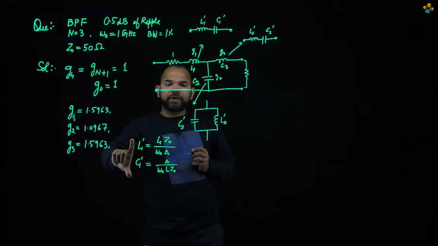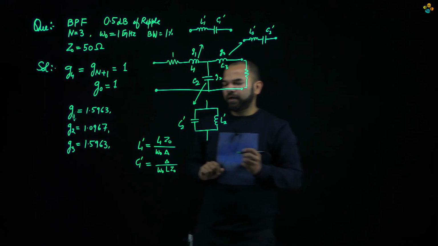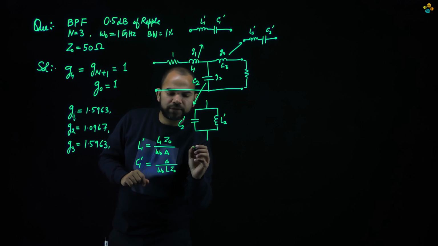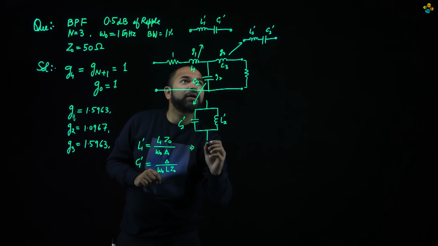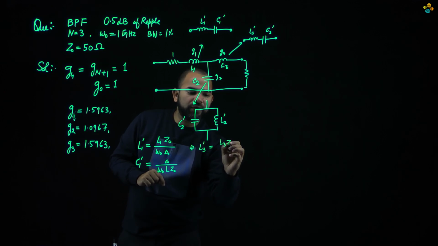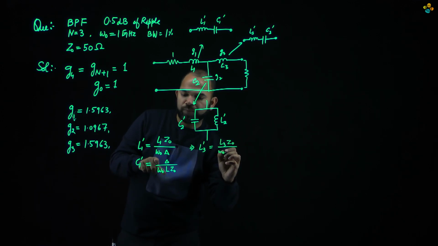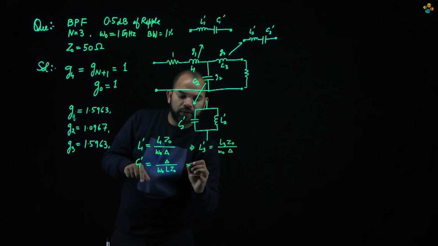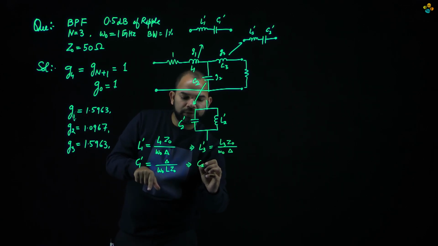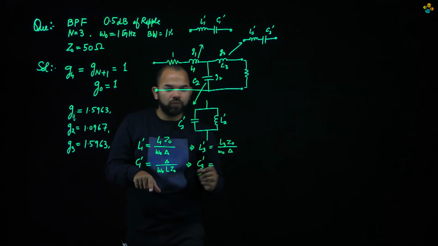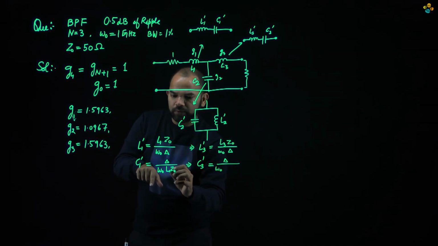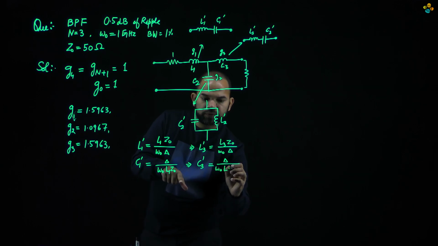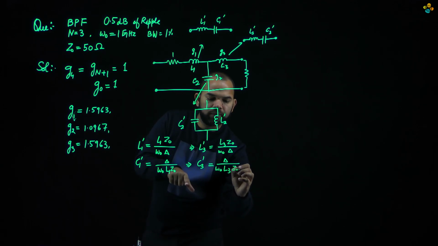The same configuration can be used for this inductor. So if we write this for the series combination of inductor and capacitor, let's say L3 dash is going to be L3 Z naught divided by omega naught into delta. And similarly for this combination, the capacitor value would be delta divided by omega naught, and this was L1, this is going to be L3 and Z naught.